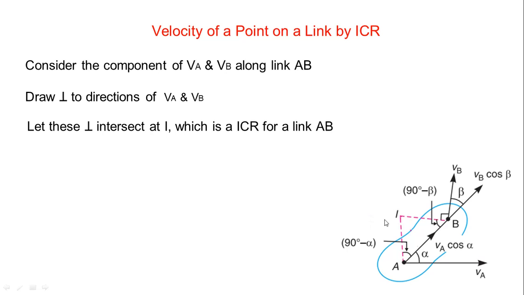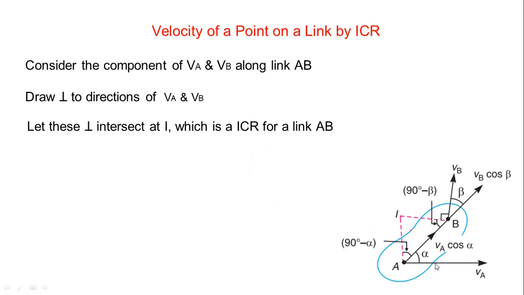It means that at this point I will have a constant angular velocity, or we can say that about this particular point, at that instant, it is going to rotate with a constant angular velocity. Now we have located a point I on the basis of the direction of velocity at point A and the velocity at point B, and this is the location of I, that is nothing but the ICR for the given link AB.